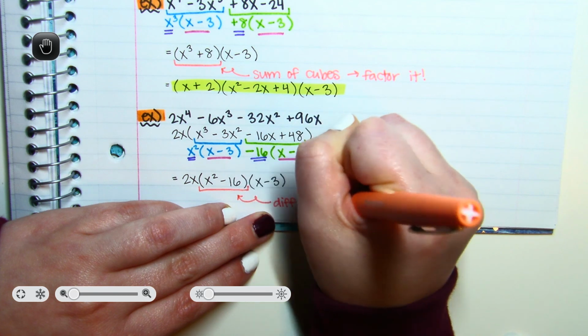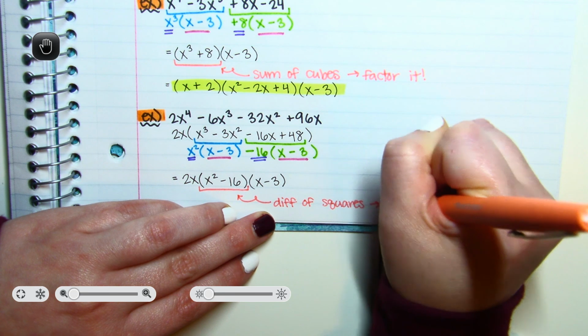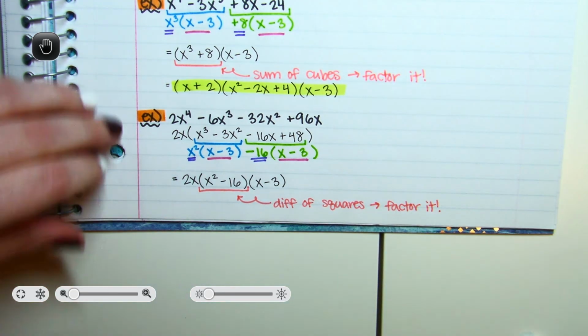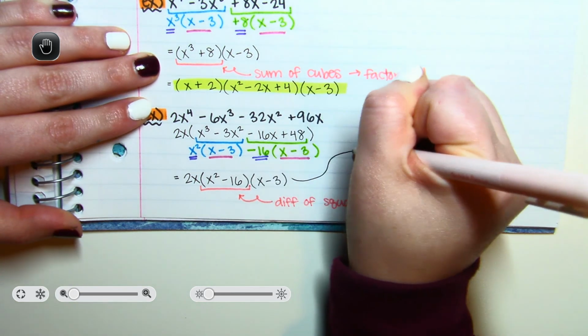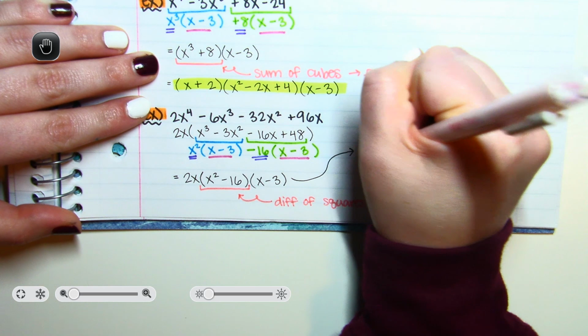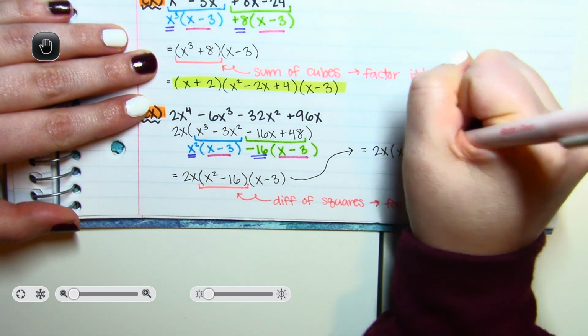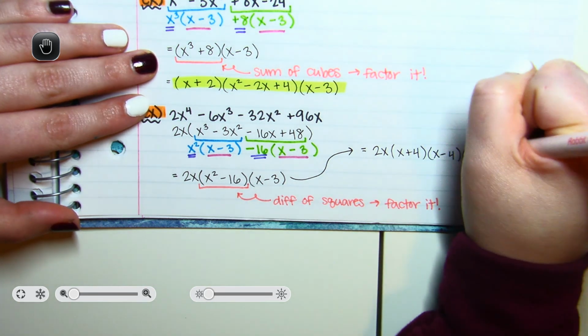Difference of squares, factor it. So my final answer, I'm going to bring it up here, 2x still stays out in front. My difference of squares is x plus 4, x minus 4, and then we have the x minus 3.